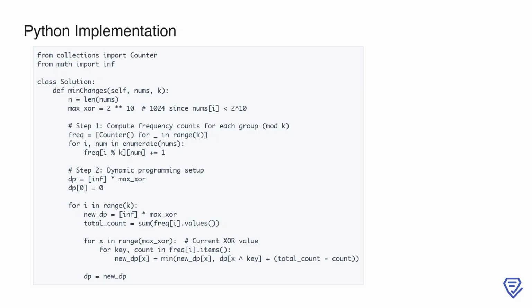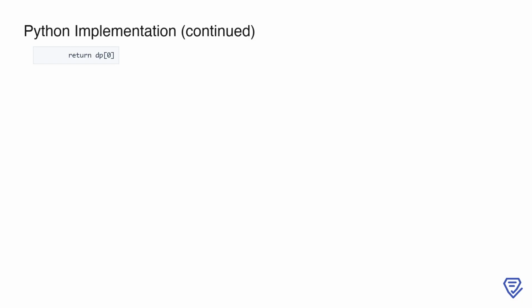Now, for each group of numbers, we initialize a new dynamic programming array new_DP, also filled with infinity. The total_count variable calculates the total number of elements in the current group. For each possible XOR value x, we iterate through the keys in the frequency counter of the current group. The goal is to update new_DP[x] with the minimum value between its current value and the result of the previous XOR computation, adjusted by the cost of changing numbers outside the current key. This ensures that we are considering all possible ways of achieving the desired XOR value while minimizing the number of changes. Finally, after processing all groups, we return DP[0].